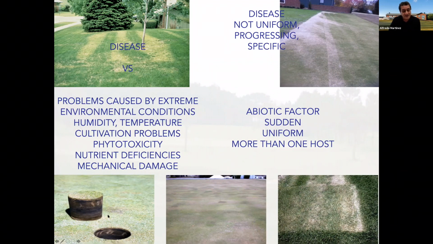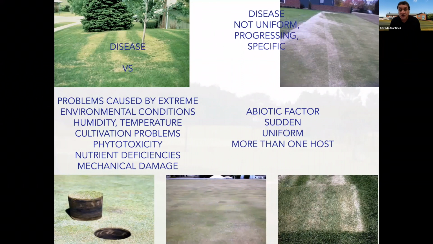It may be that, like in here, there's a root system that is really highly compacted, and therefore all that blackening is just sulfides that have been accumulating. And don't feel bad, it's on my green that I took this picture. That's something that can happen. So if it's sudden, uniform, and affects more than one host, that's not disease, at least not a pathogenic disease. That's something that happens with the environment.